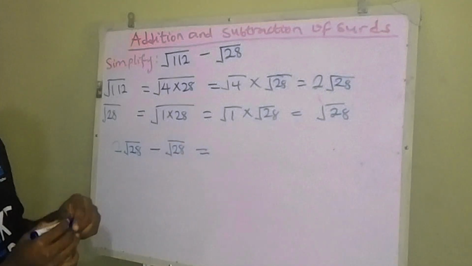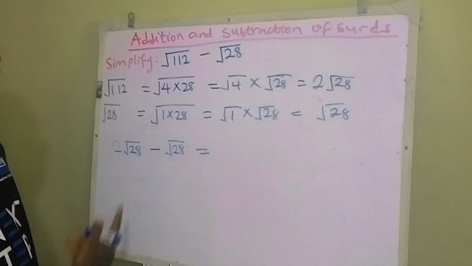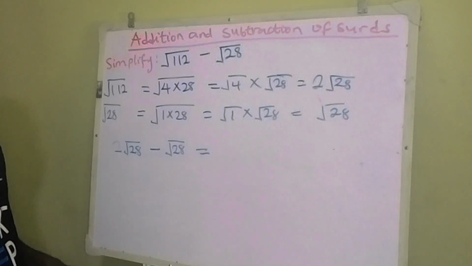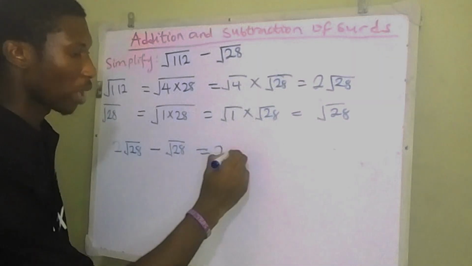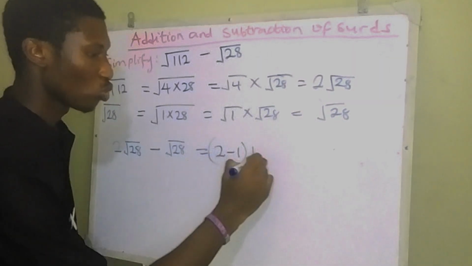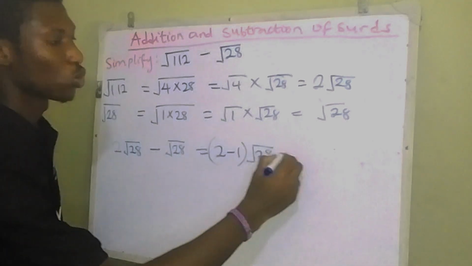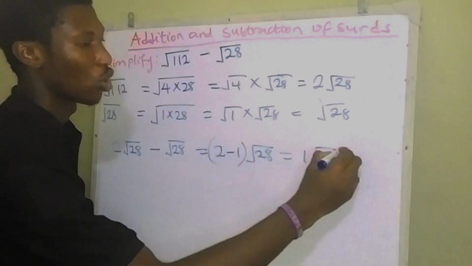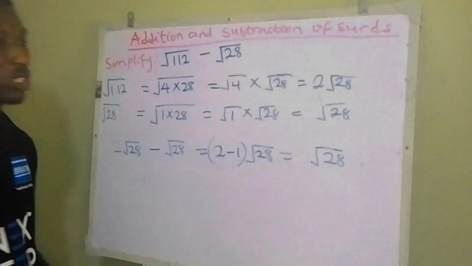Finally, we can say 2 minus 1, because these are like square roots of 28, so we bring out the 1. It means this is the same thing as 2 minus 1 square root of 28, and 2 minus 1 is 1. So we can have 1 square root of 28, but there is no need writing the 1. So our final answer is what?